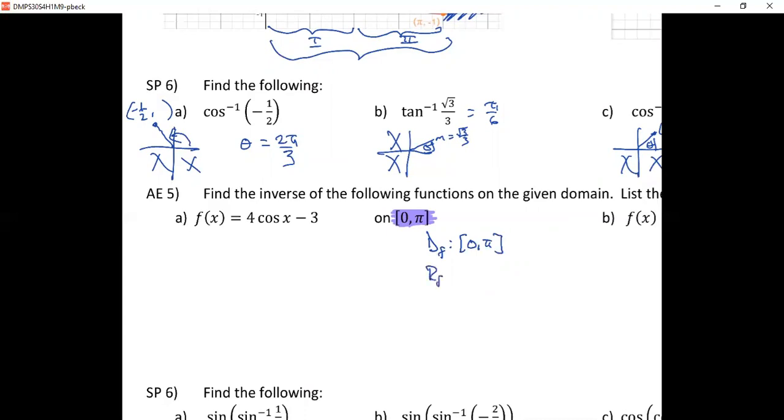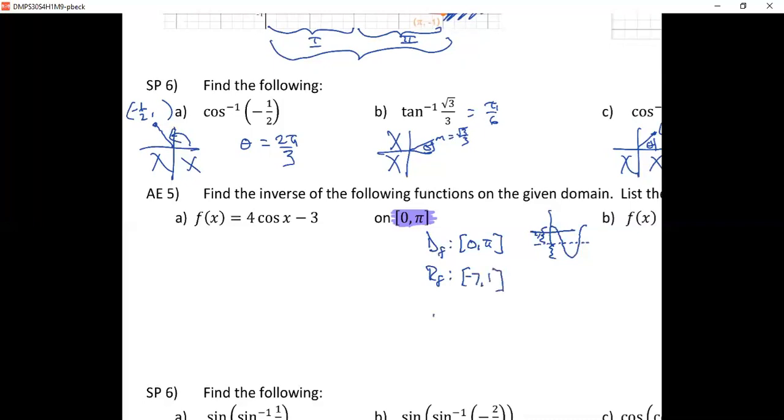The range of f. To find the range of f, we have to look at the graph of 4 cosine of x minus 3. That is a vertical shift down 3. And this is going to be the primary period of cosine, if you remember from chapter 6. So the amplitude of the cosine graph was 4. So this is going to be negative 3 minus 4 to negative 3 plus 4, or negative 7 to 1.